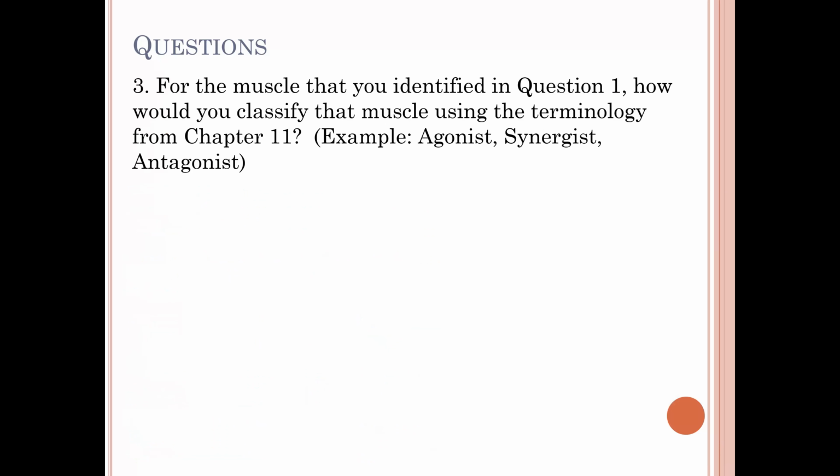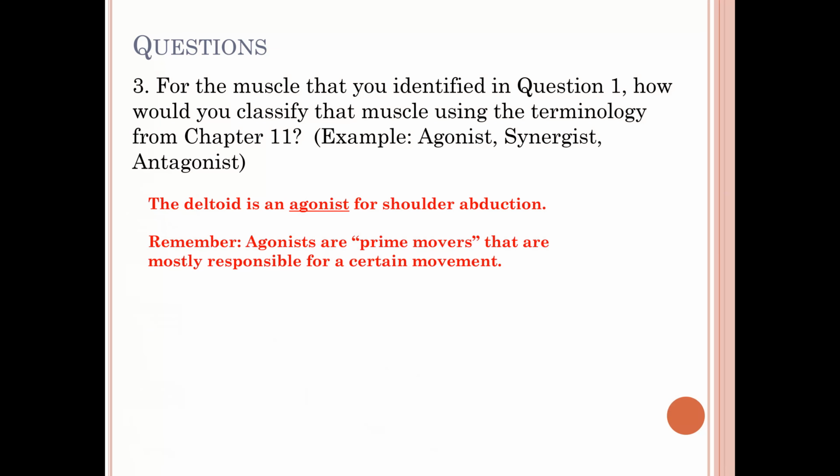Number 3, for the muscle that you identified in question 1, how would you classify that muscle using the terminology from Chapter 11? Example, agonist, synergist, antagonist, fixator, etc. So the deltoid is an agonist for shoulder abduction. Remember, agonists are the prime movers that are mostly responsible for a certain movement. And so the deltoid is the prime muscle, the one mostly responsible for shoulder abduction.